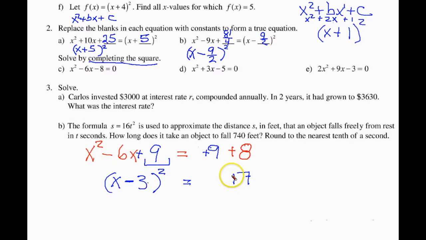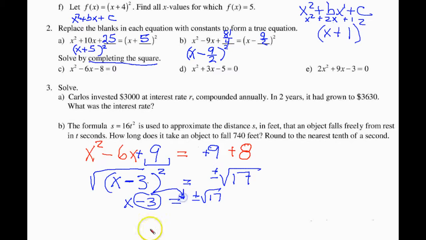I now use the principle of square roots to take the square root of this side and then plus or minus the square root of that side. So I then get x minus 3 equals plus or minus the square root of 17. And now I just transpose that, and I get x equals 3 plus or minus the square root of 17. And I have solved this equation by completing the square.